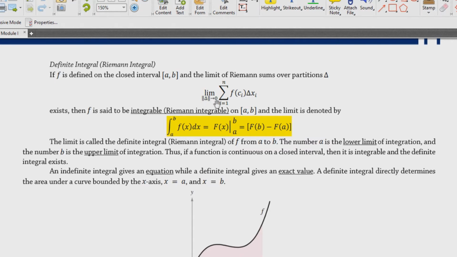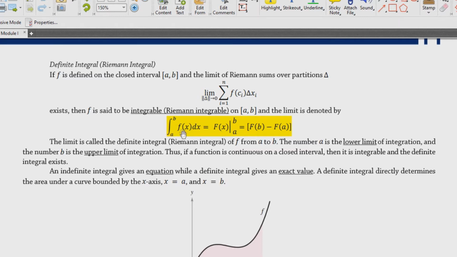So if the norm, or the length or width of the change in the variable itself, so if we have x, that's the dx. If we have y, that's the dy. If the distance between these two values approaches 0, meaning as this dx or dy approaches 0, we know that the number of partitions, which is n, is increasing infinitely. If that's the case, and if it exists as a value that is converging, then we can say that the function is integrable, or Riemann integrable, and this is denoted by this function.